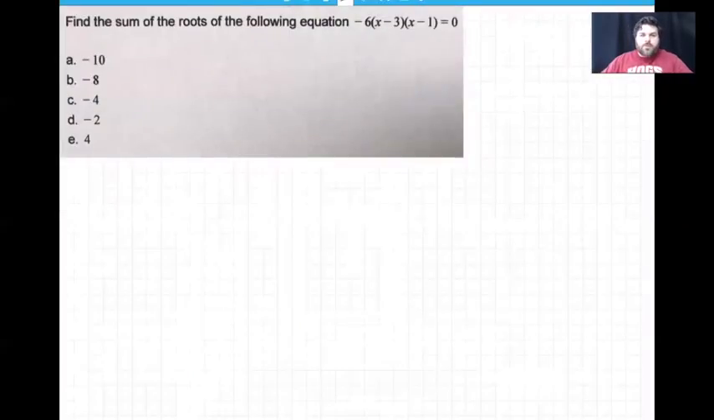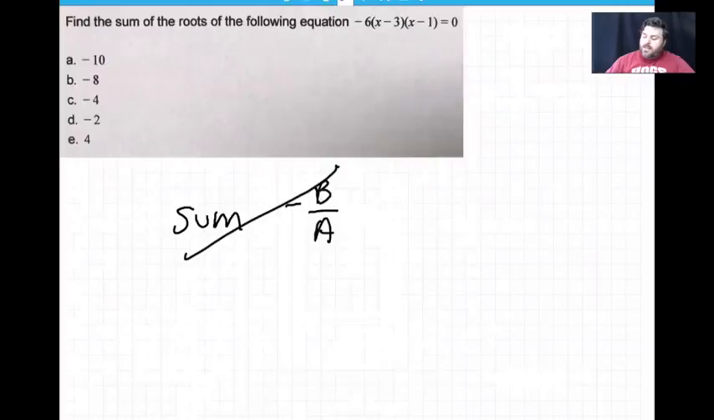All right, find the sum of the roots of the following equation. -6 times x minus 3 times x minus 1 equals 0. All right, so when we think sum of the roots, sometimes we're like, oh, the sum is just -b over a, right? The problem is this is not in standard form, so we don't know a, b, and c. So you could multiply all those things out and you'd be able to find that.